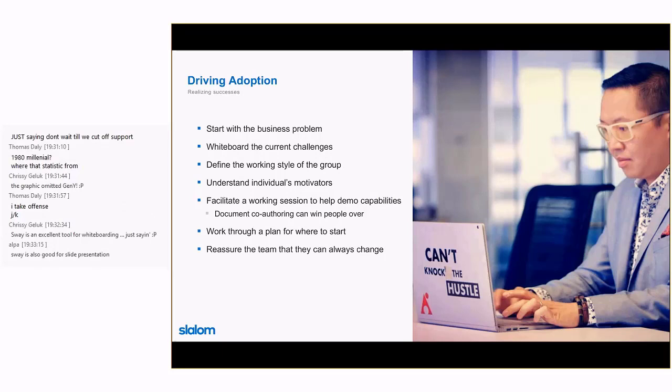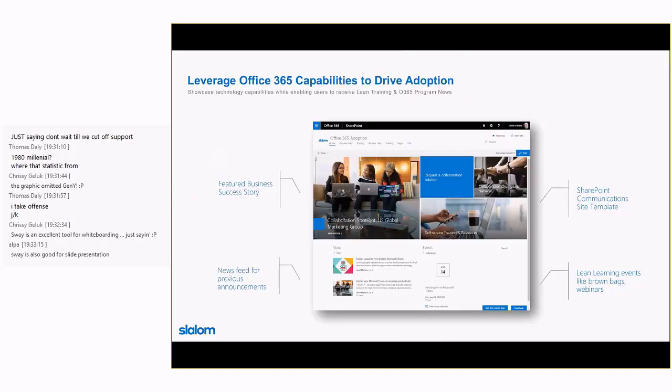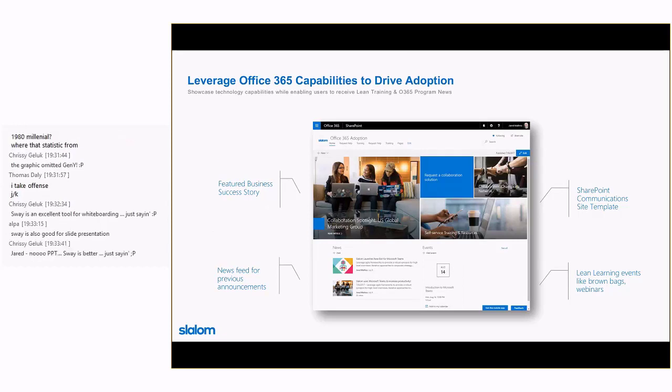Another thing, as I said before, is that just because you pick something doesn't mean that's what you're stuck with. Being able to pivot to try something else is totally feasible if things aren't working out. The other thing is, if you're in the midst of rolling out O365 to your organization, think about how you can leverage the O365 capabilities to better drive your adoption.